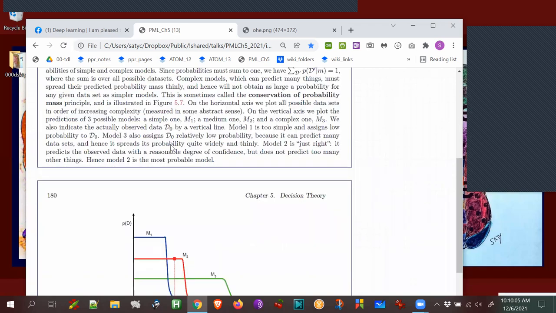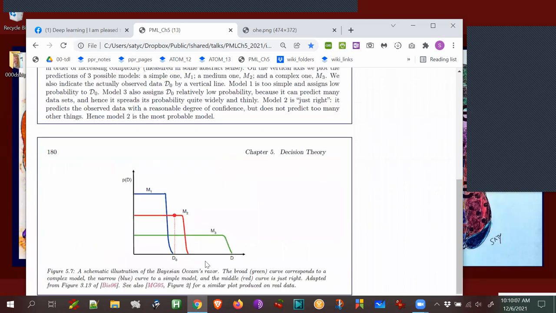You can actually plot them, it turns out. So here's the data against which all those models are evaluated. D0 is the actual observed data. Then you draw a line through D0. And here are the models. So what does the model do for that value of D0? What probability does it assign that D0 came from the model? M1 assigns a very low probability. The probability is over here.